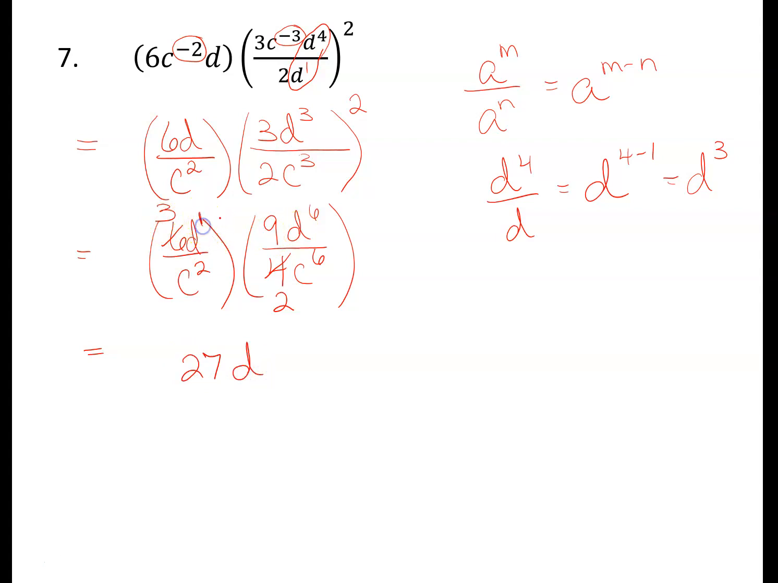So I'm adding 1 plus 6. My exponent's 7. And on the bottom, I've got just a 1 would be in front of that c squared. So it'd be 1 times 2 is 2. And then c squared times c to the 6th is c to the 8th. Now 27 over 2 cannot simplify, and these variables cannot simplify because they do not have the same base. My exponents are positive, so that is my final answer.